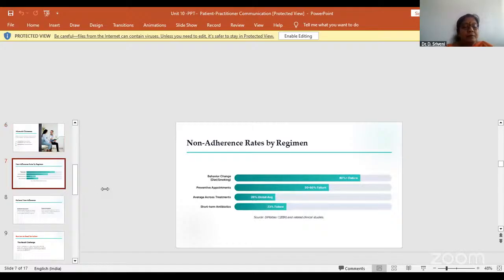And this is the effect of poor patient-practitioner communication. That is a non-adherence rate. This slide shows the percentages. The link between dissatisfaction and health.